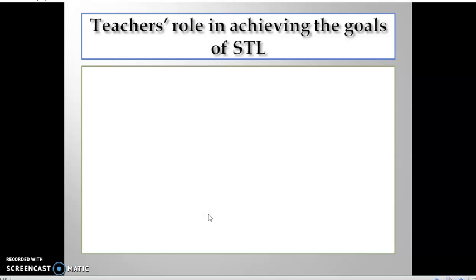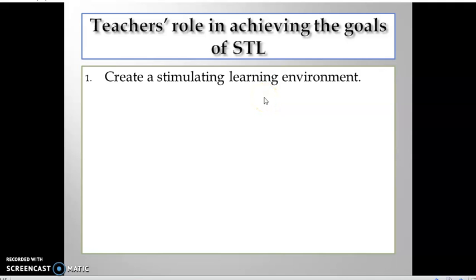Now, what is the role of a teacher in achieving the goals of STL, that is science and technological literacy? How, as a teacher, can you contribute towards making your students scientifically and technologically literate individuals? First one is by creating a stimulating learning environment. You need to create an environment that is conducive for them to learn, explore nature, make mistakes, and learn new things. Adopt constructivist practices, allow knowledge to get built, and allow students to experiment with their thinking.